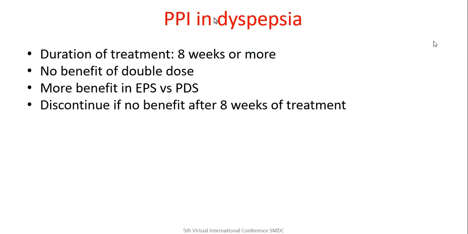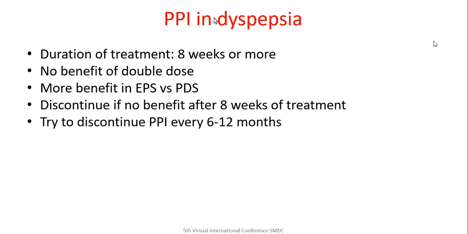Continuing treatment will not benefit this patient. And if the patient has benefit, you will continue that treatment. And every 6 to 12 months, you will try to discontinue that. But the difficulty with functional disorder is that whenever you try to stop the treatment, there is always recurrence of the symptoms.